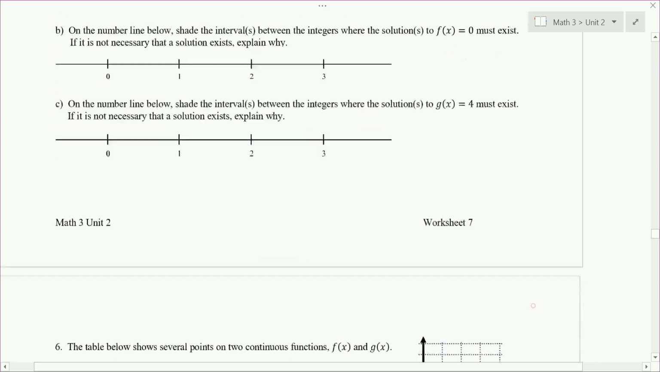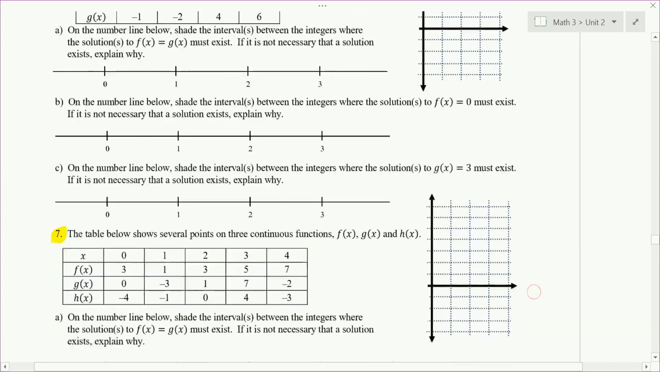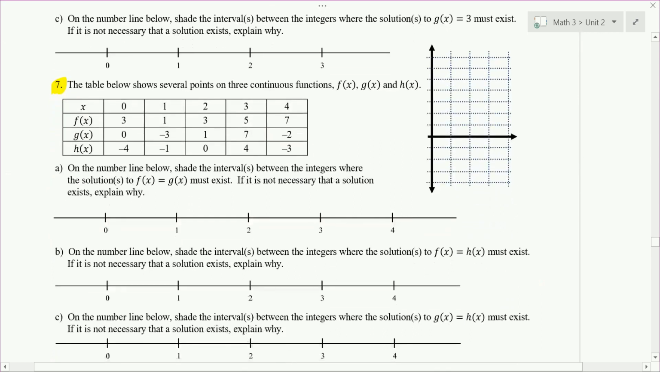Skip now to number 7. Number 7, we have a table that shows several points on 3 continuous functions f, g, and h. And if it helps, you can plot those points, and let's do that first. So f: 0, 3, 1, 1, 2, 3, 3, 5, and 4, 7. I'm going to plot those points for f.